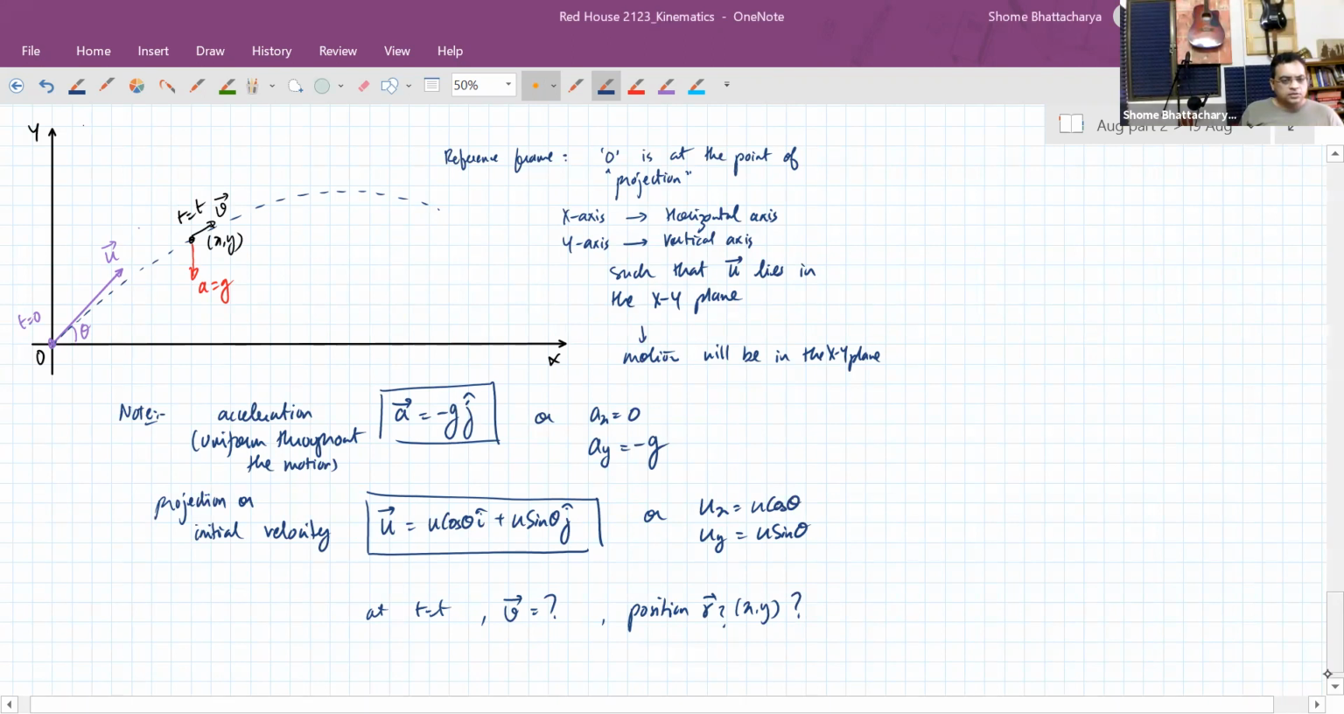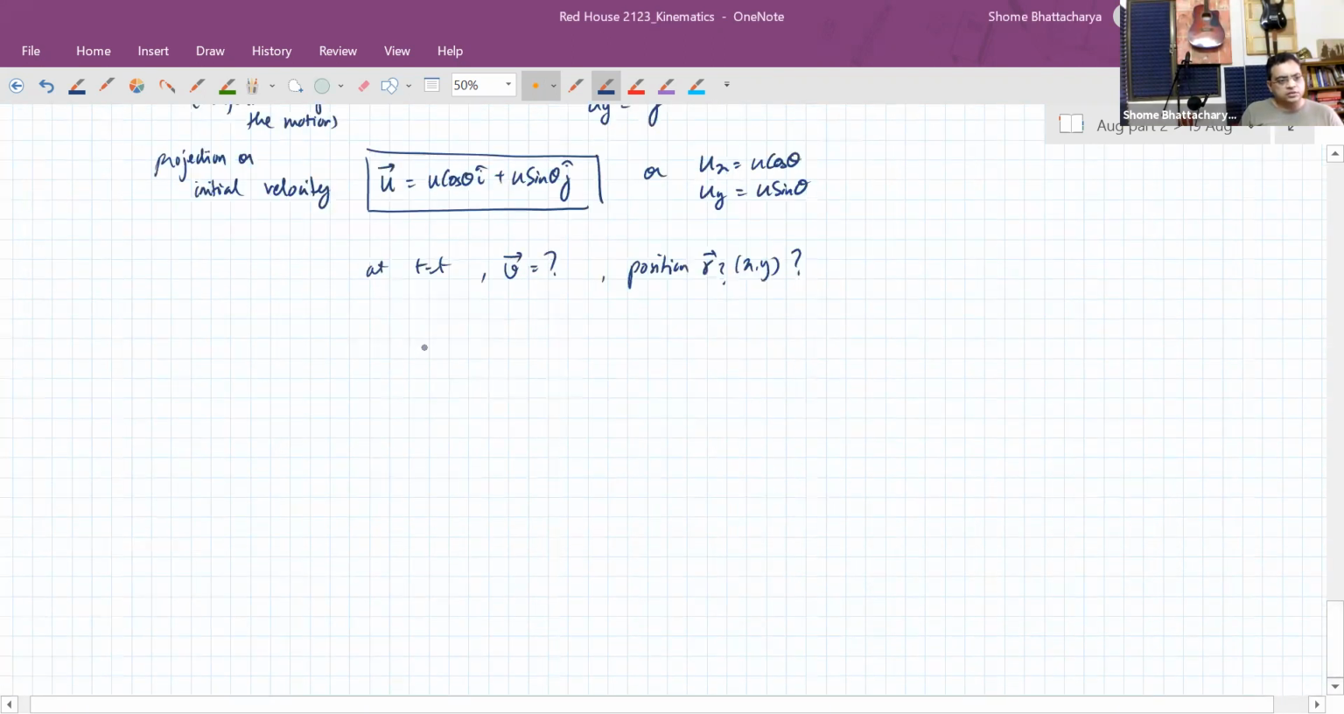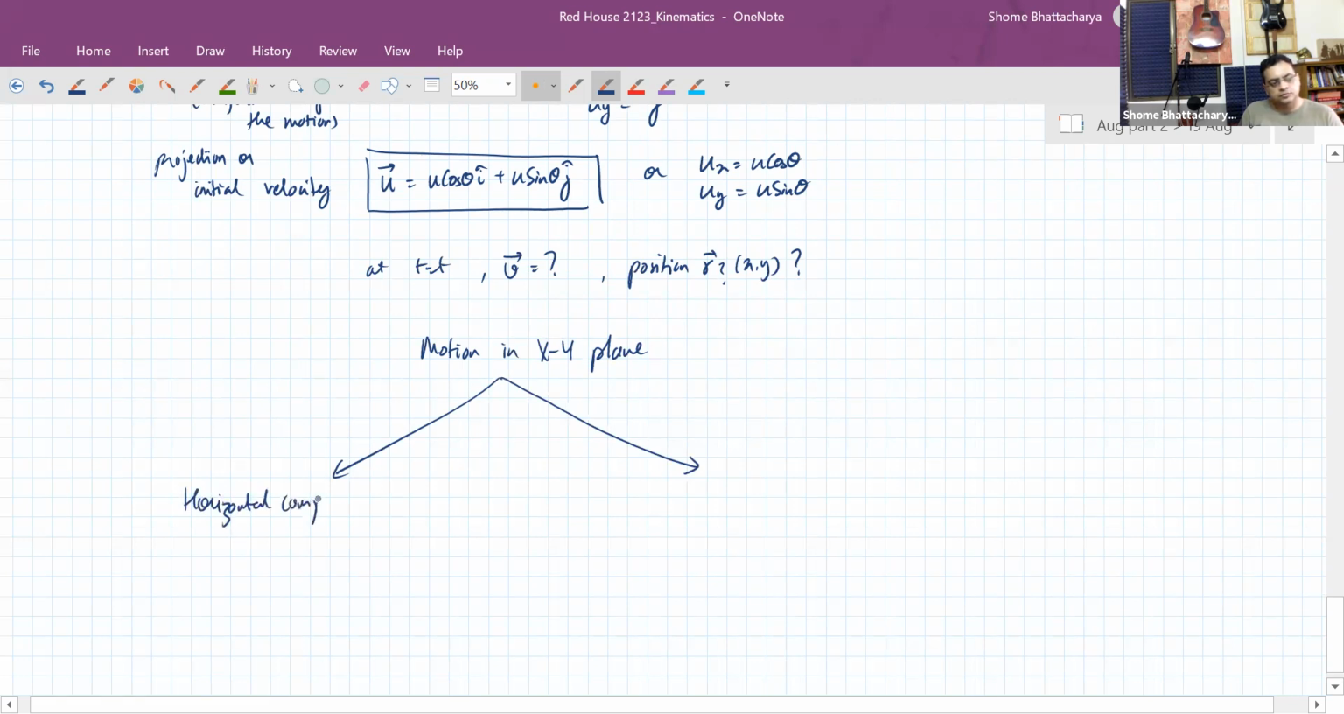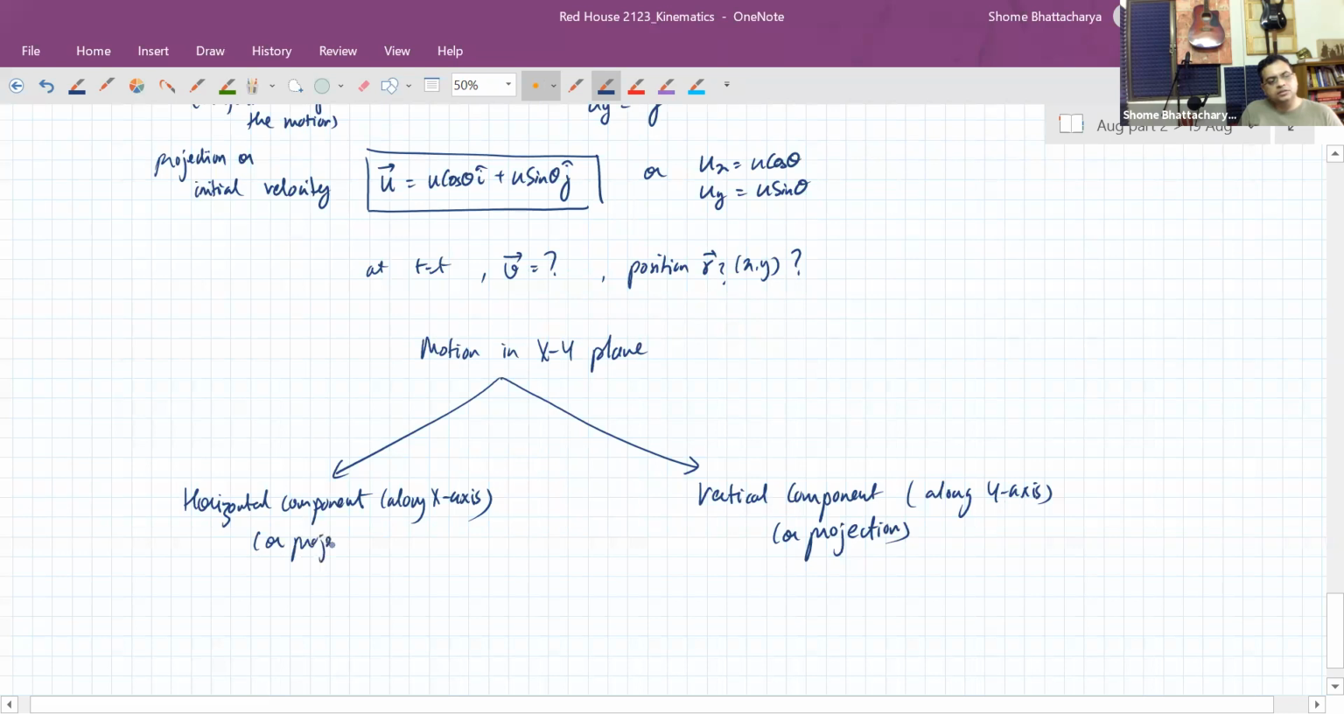Now to solve this, we take the path of the projectile, the motion in the XY plane, and we bifurcate it into two components: the horizontal component, that is along the x-axis, and the vertical component, that is along the y-axis. We can also use the term projection for component, like we've done in vectors. So, horizontal and vertical components of projections.